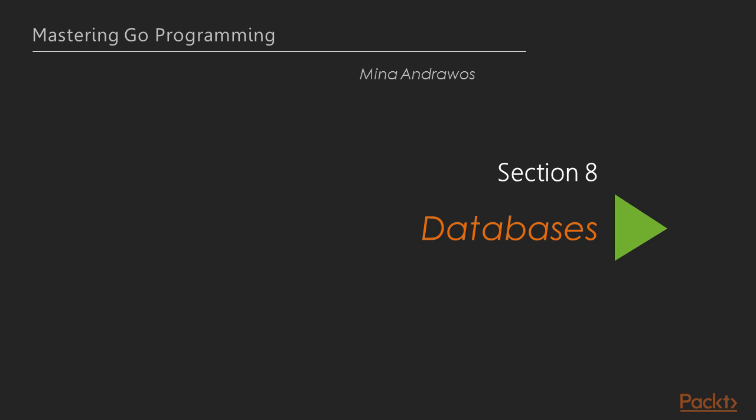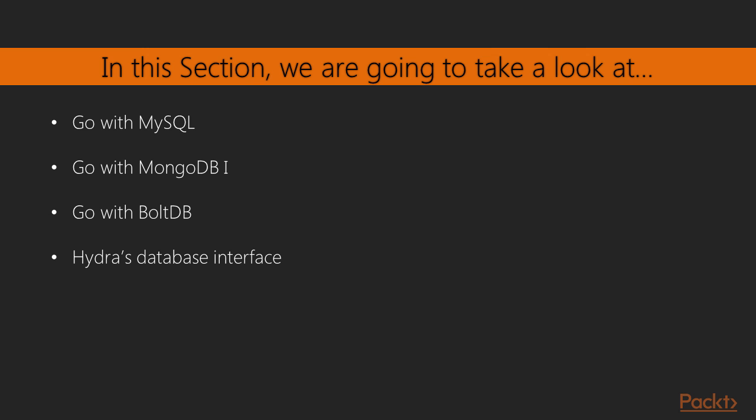In the previous section, we covered a practical Go topic which was handling files and serialization formats. In this section, we'll cover Go's support for databases. We'll talk about popular relational databases like MySQL, and then we will visit the world of NoSQL databases by exploring MongoDB and BoltDB. We will conclude by building a database layer in the Hydra software system. The database layer of the Hydra will be able to communicate with either MySQL or MongoDB.